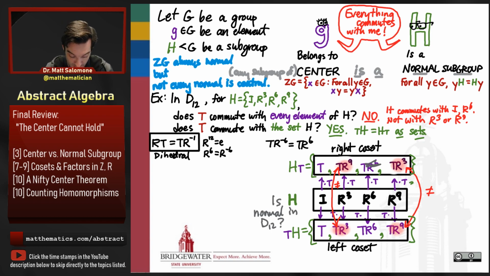In fact, just to finish the thought on D12 here for a minute, we saw that R to the power 6 ended up commuting element by element with T, right? TR to the 6th was the same as R to the 6th times T. And because it commutes with T, and it also commutes with all the powers of R, it turns out that R to the 6th does commute with everything in D12. It commutes with every element of D12.